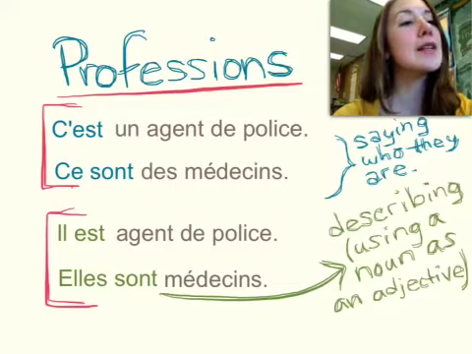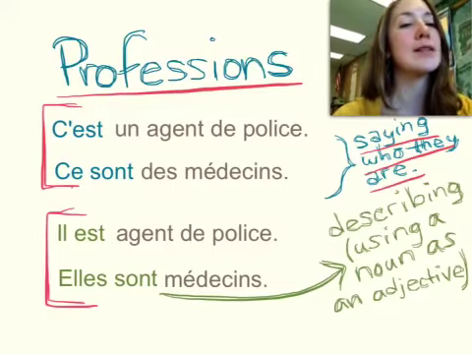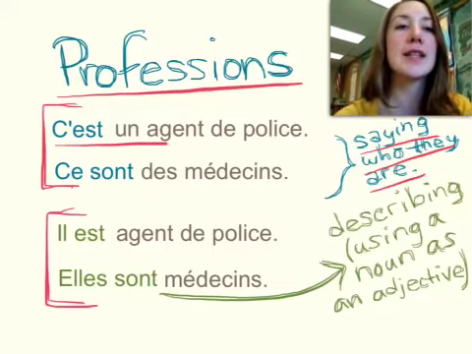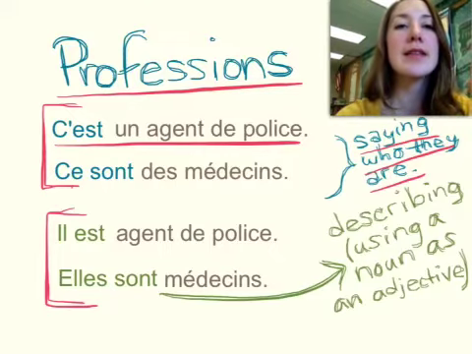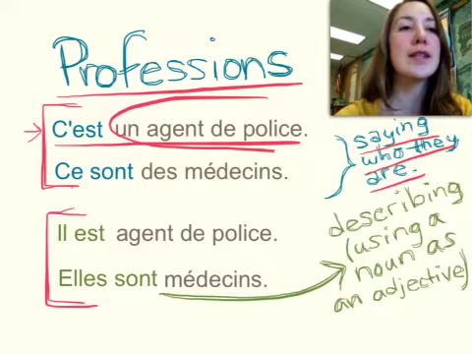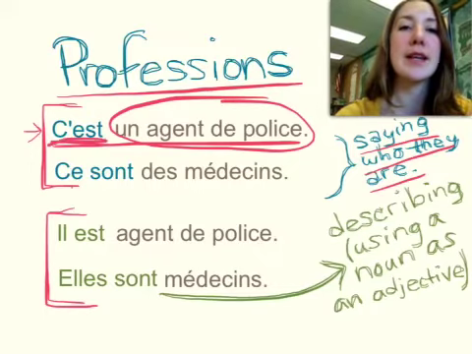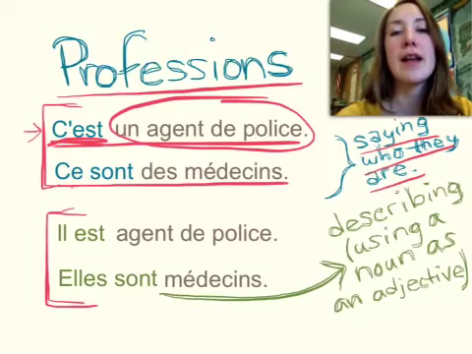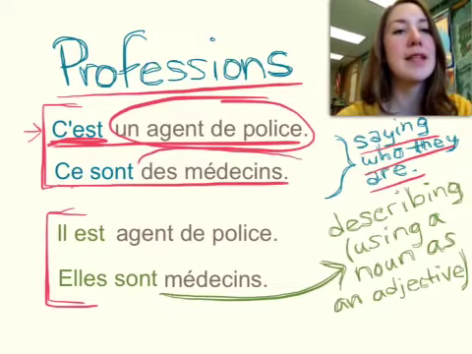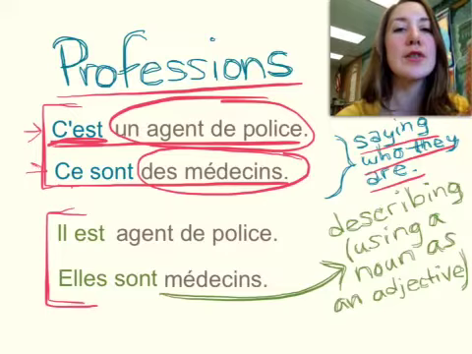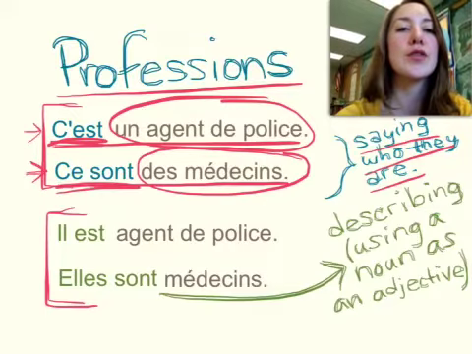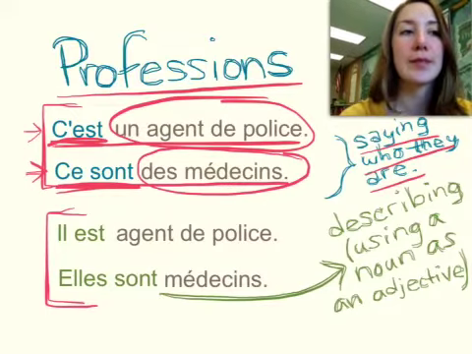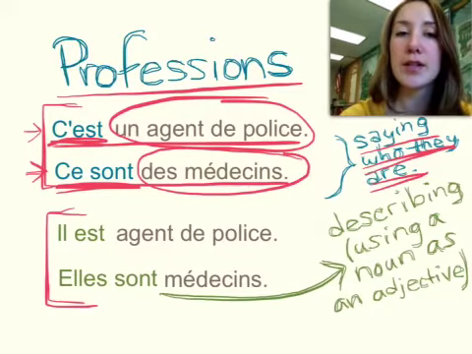If I wanted to say who someone was, I could say, c'est un agent de police. It's, or he is, or she is, un agent de police. This is a noun, and so we're using c'est, right? Or I could say, ce sont des médecins. They are doctors. And médecin is a noun, so I'm using ce sont. Because ce sont goes with nouns. I'm saying who they are. Ce sont des médecins, they're doctors.